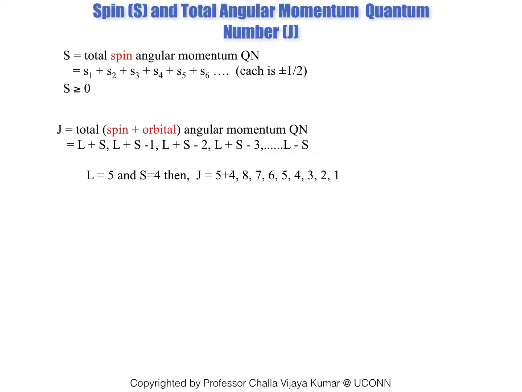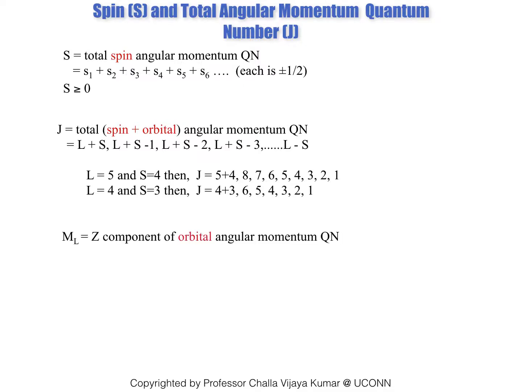And so if L equals 4 and S equals 3, then we start with 4 plus 3 and then go all the way to 4 minus 3. So 4 plus 3 is 7, then 6, then 5, then 4, then 3, then 2, then 1, the last value of J. So you have that many J values allowed.